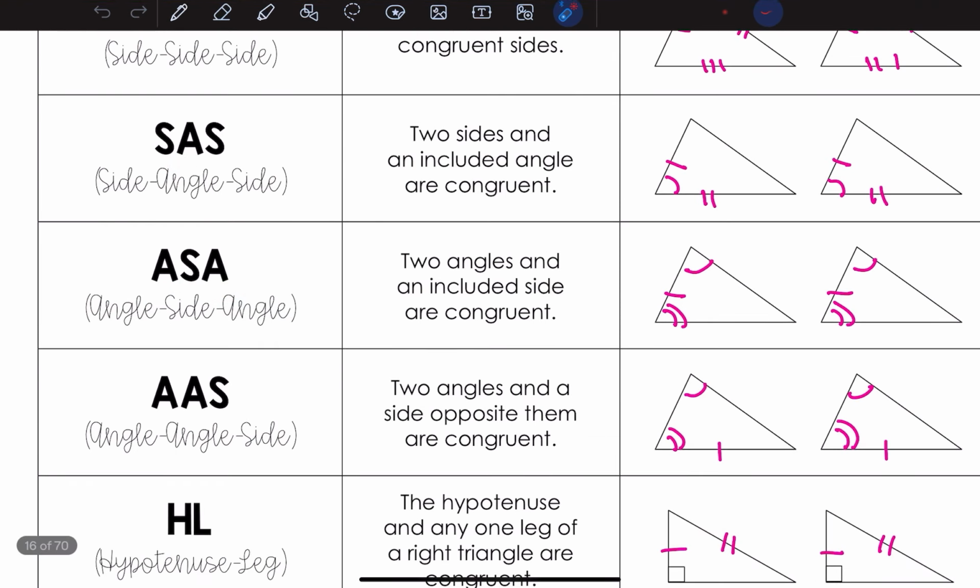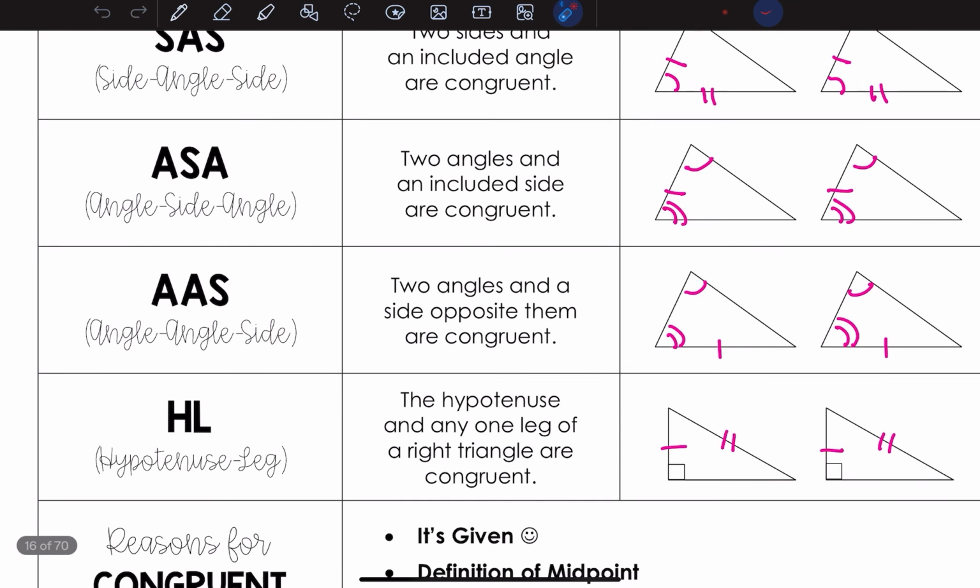Similarly, for angle, side, angle, when the side that is congruent, the corresponding congruent side, is in between two corresponding congruent angles, that is another way that you can show that two triangles are congruent. Angle, angle, side. So if there are two congruent angles and then a congruent side, that is another way to show that two triangles will be congruent.